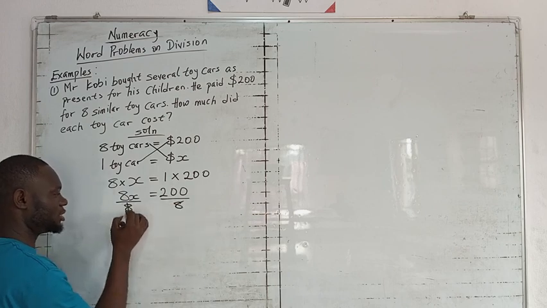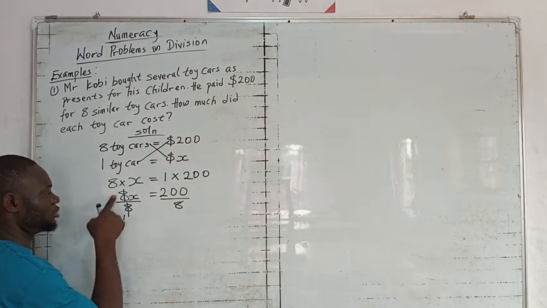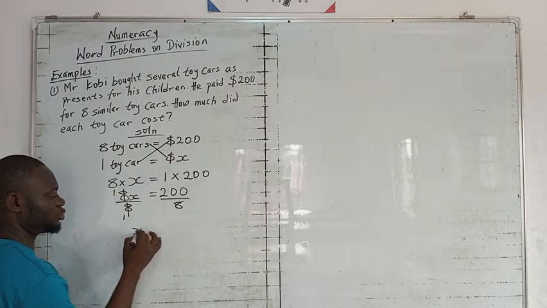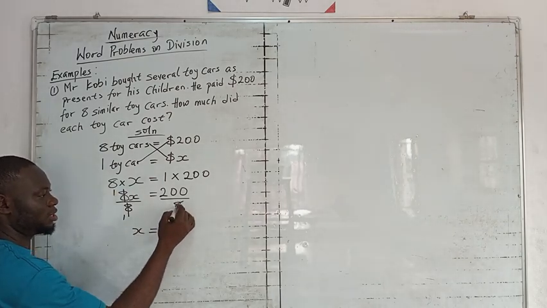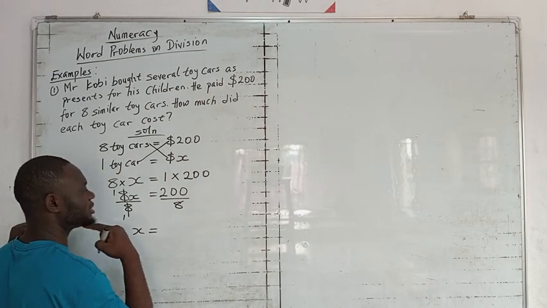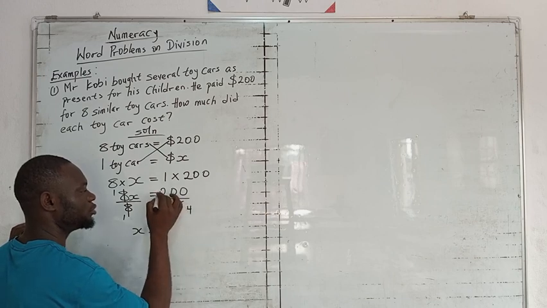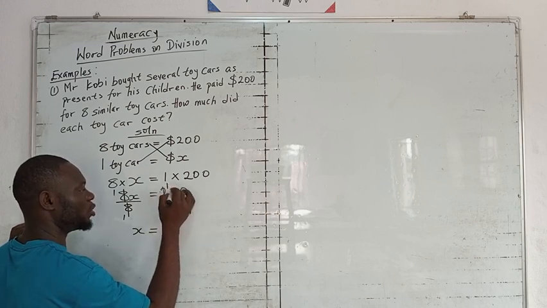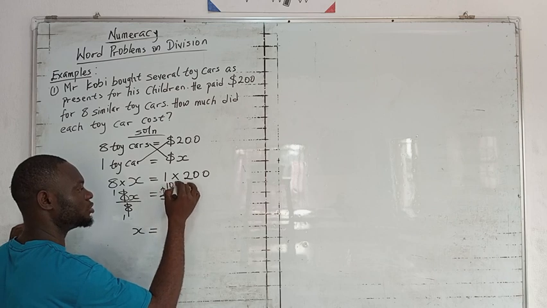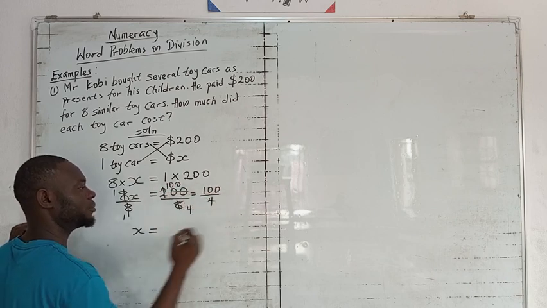Now, notice that 8 divided by 8 is 1. So, 8 is gone, right? Leaving us with X. 200 divided by 8 is what? Okay, let me use 2. 2 here, 4. 2 here, 1. 2 into the zeros, 0, 0. So here I have 100 over 4.